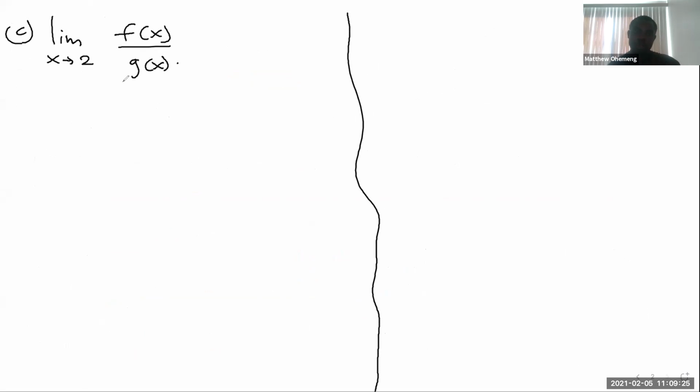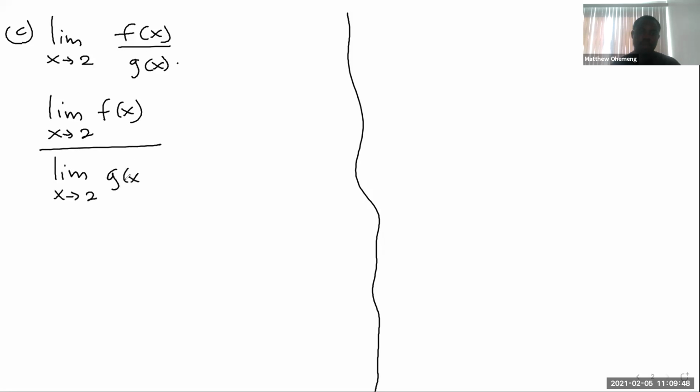Okay, so for this one, applying the limit laws, the limit of a quotient of functions is the quotient of the limits, right? And we need the limit of the denominator to not be 0. But let's see what's happening here. So from this one, we can move to this step. This will be equal to this over the limit as s approaches 2 of g of x, right? So that's one step. Now let's go back to the graph and try to figure out these limits.